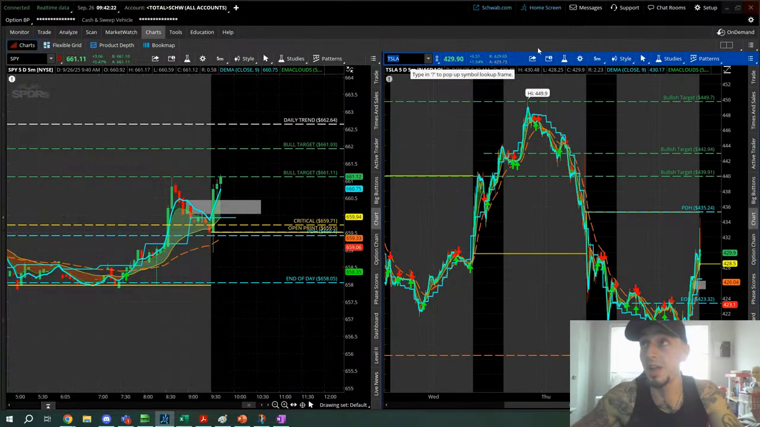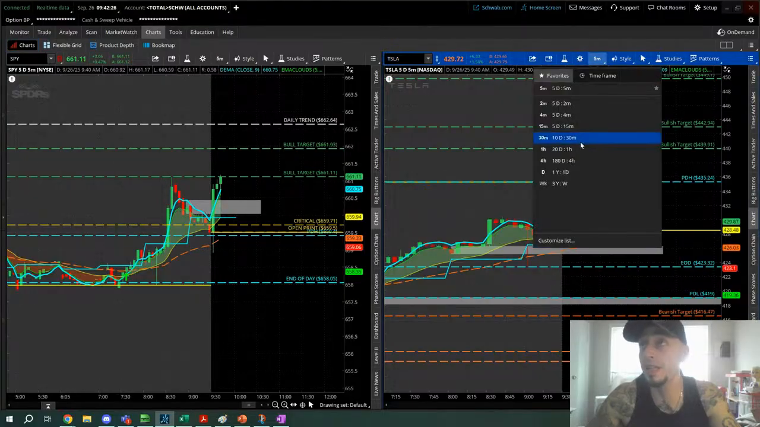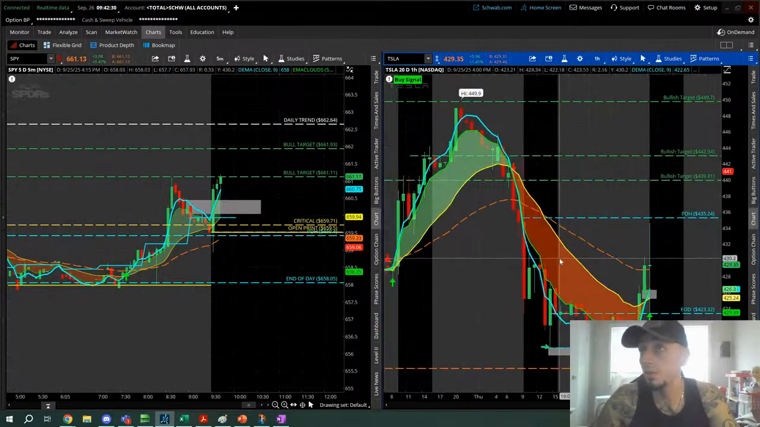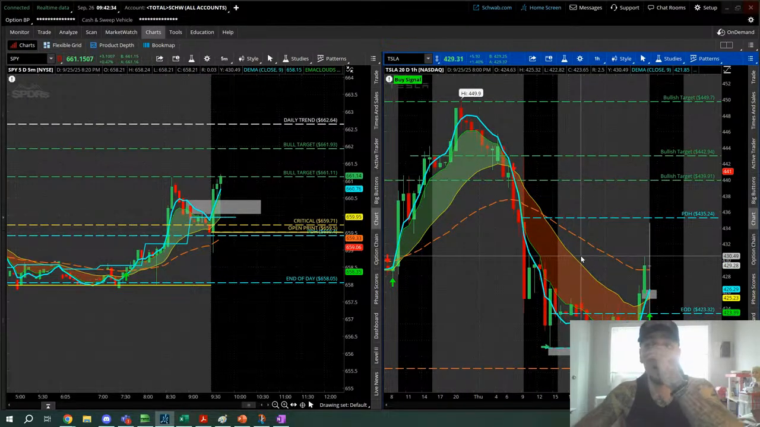SPY is actually showing a lot of strength. All right, we got Tesla here at open print. Do I want a long? No. Not yet. Not yet.